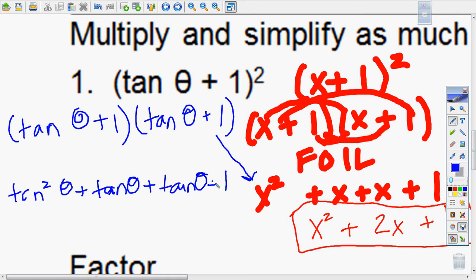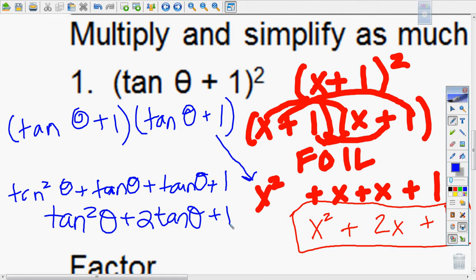Plus 1. Then it becomes what? 2 tan theta in the middle. So we have tan squared theta plus 2 tan theta plus 1, and that would be my multiplied out answer. Okay? Did the process change from Algebra 1 to trig? No. Just the variables you're working with.